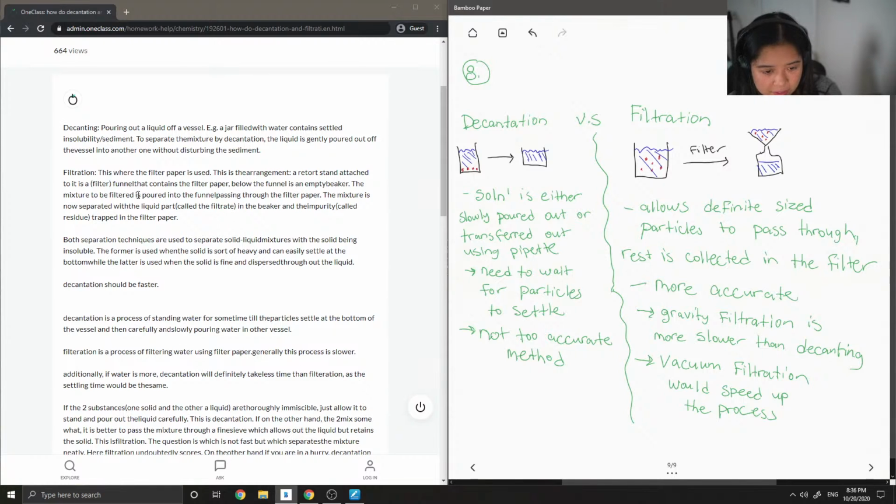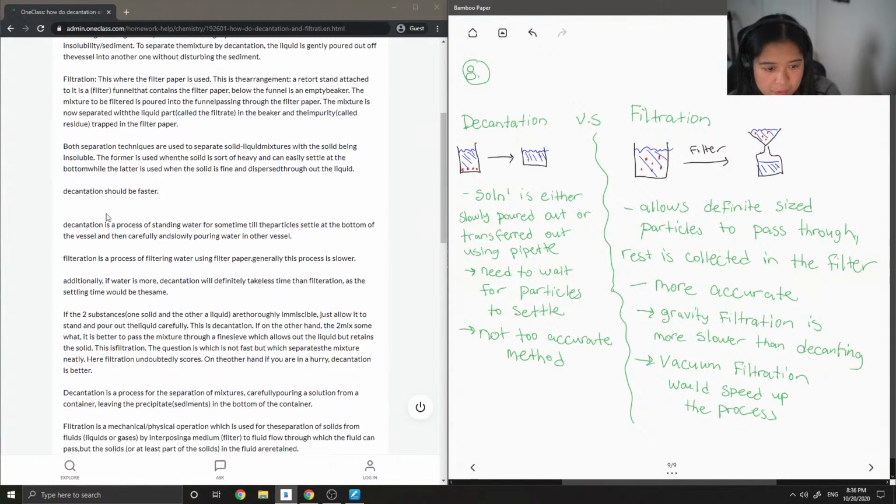The mixture to be filtered is poured into the funnel, passing through the filter paper. The mixture is now separated with the liquid part, called the filtrate, in the beaker, and the impurity, called residue, is trapped in the filter paper. Both separation techniques are used to separate solid-liquid mixtures, with the solid being insoluble. The former is used when the solid is sort of heavy and can easily settle at the bottom, while the latter is used when the solid is fine and dispersed throughout the liquid. Decantation should be faster.